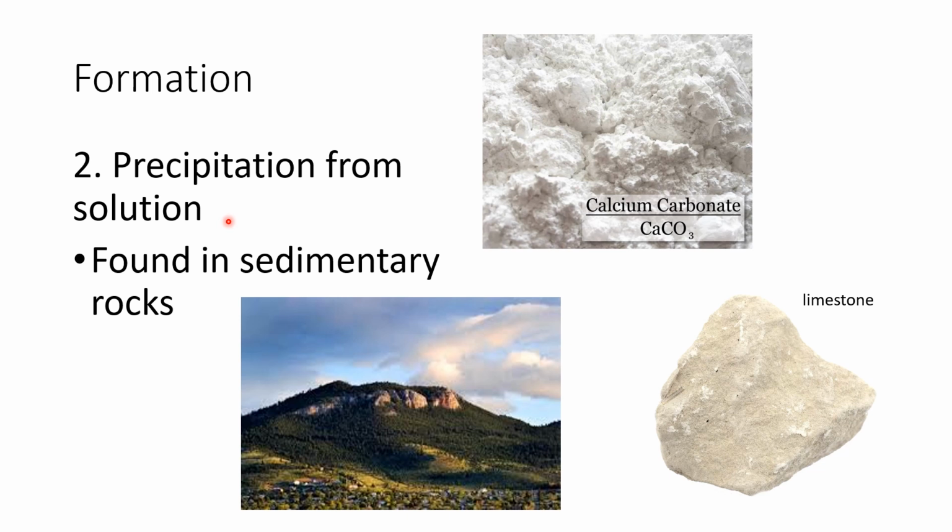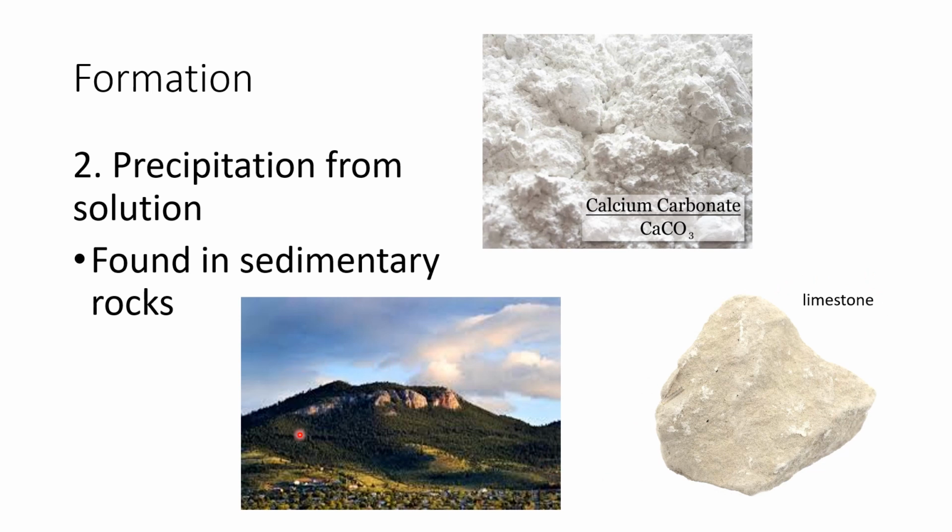The second way that minerals can form is by precipitation out of solution. So this means that they were once dissolved in water and then came out of the water. These are typically going to be found in sedimentary rocks. These can either act as that glue that holds the clasts together if you have a clastic sedimentary rock like sandstone, or it could just make up the whole entire rock itself. So for example, calcium carbonate is this white mineral, and calcium carbonate is found in abundance in limestone.